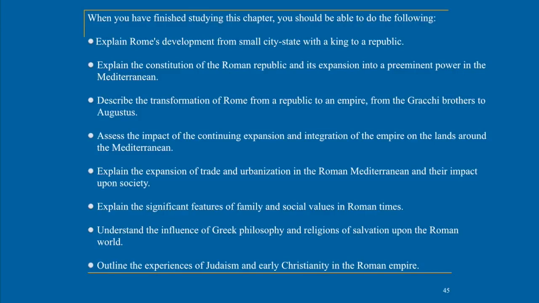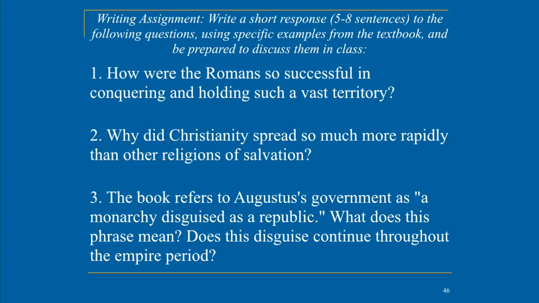And finally, outline the experiences of Judaism and early Christianity in the Roman Empire. Make a T-chart: what happened in Judaism in the Roman Empire, and what happened in early Christianity in the Roman Empire. Here's our writing assignment, 5 to 8 short response sentences. Number one, how were the Romans so successful in conquering and holding such a vast territory? Couple different reasons there, that's a good discussion we're going to have.